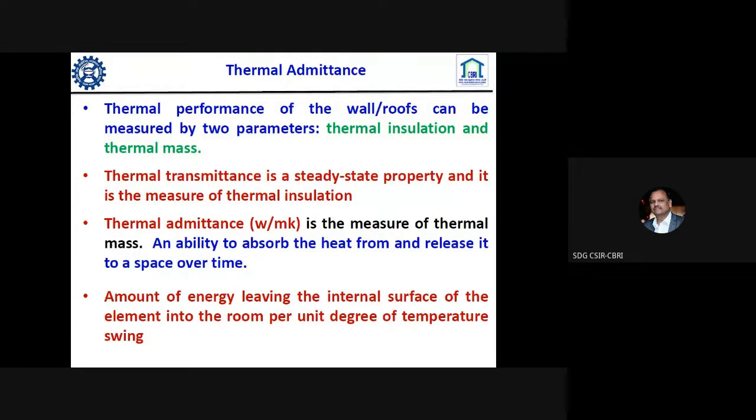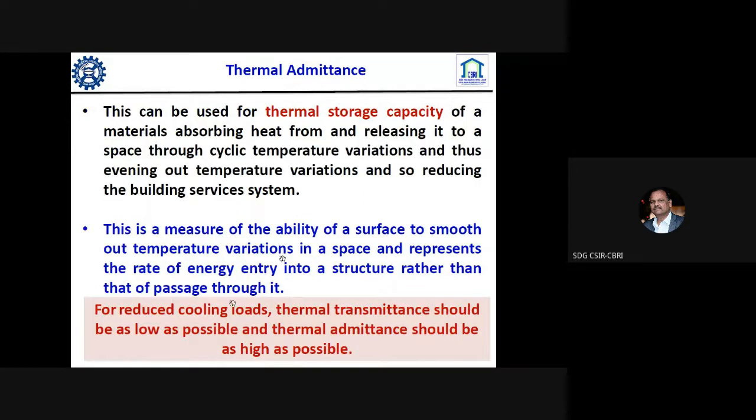So this is just a summary about thermal admittance, why it is necessary, why it is important. Thermal transmittance is a steady state property, whereas thermal admittance measures the ability of the thermal mass, and it is also used to find out the unsteady flow. So this is again a recap, a summary of what I have presented.